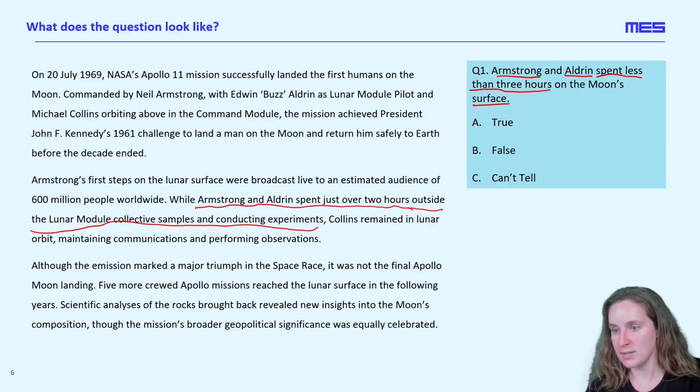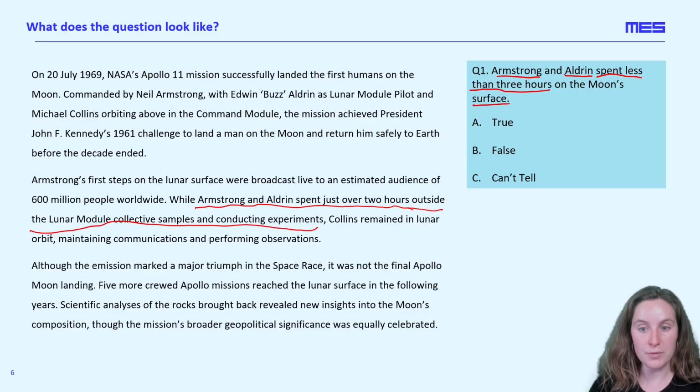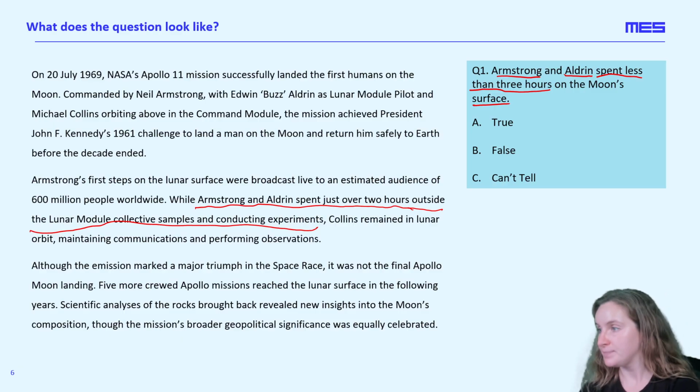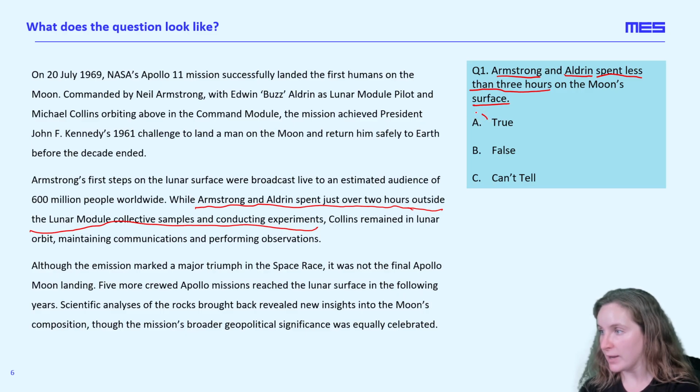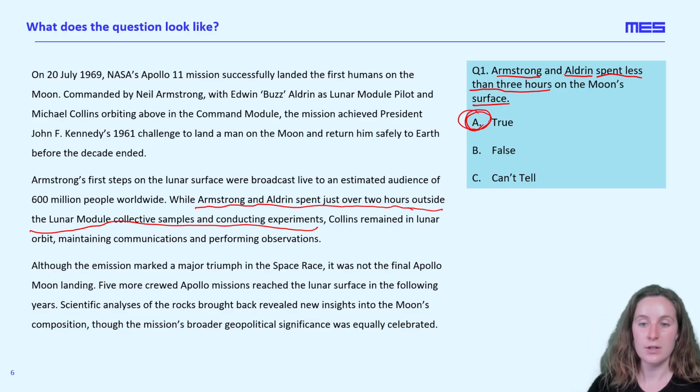So that suggests that this will be moving towards true, because just over 2 hours is less than 3 hours. Let's keep looking though. Okay, so this is talking more about the significance of the Apollo mission and the later missions themselves. So this looks like the only piece of information about the hours and the time spent, and we know that it was less than 3 hours because that was the only time that they spent on the moon itself. So that answer is true.